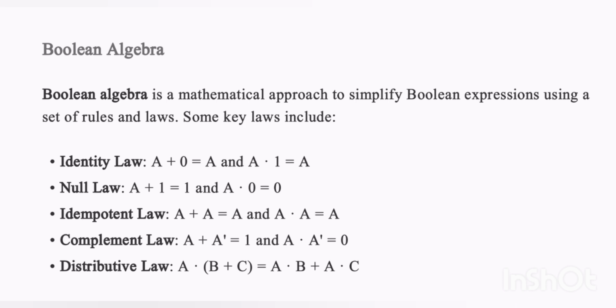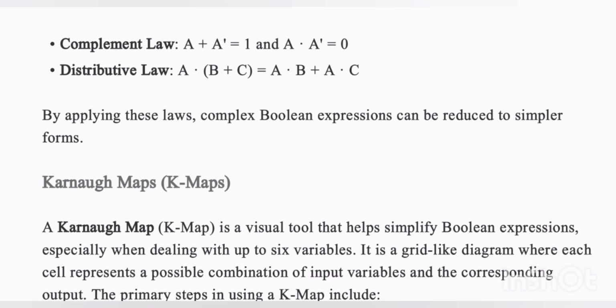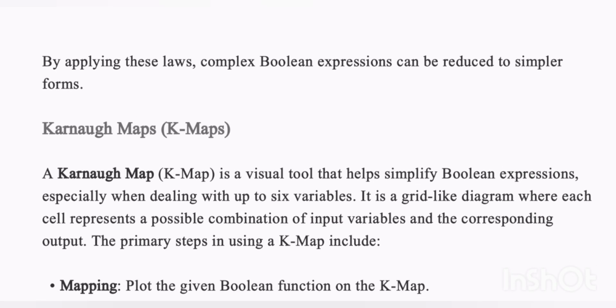Some key laws include identity law, a plus 0 equals a and a times 1 equals a; null law, a plus 1 equals 1 and a times 0 equals 0; idempotent law, a plus a equals a and a times a equals a; complement law, a plus a prime equals 1 and a times a prime equals 0; distributive law, a times (b plus c) equals ab plus ac. By applying these laws, complex Boolean expressions can be reduced to simpler forms.